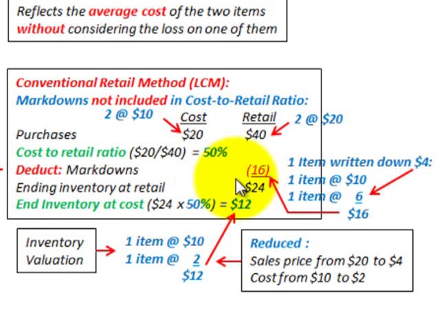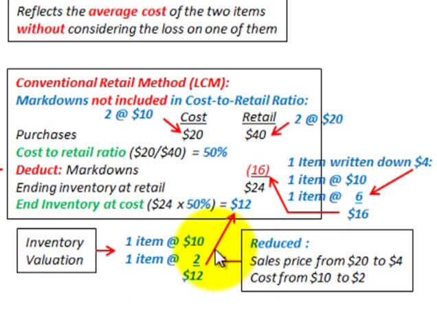So you can see the difference that we have using this conventional retail method versus the cost retail method. The cost retail method, we had $20 for our ending inventory at cost, and for the conventional retail method, the lower cost or market method, we have $12. And what is that comprised of? Well, that would be our inventory valuation. We have one item at $10, and then we have one item at $2, and the total amount would be ending inventory at cost of $12.